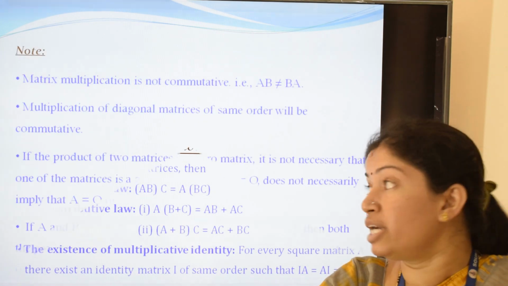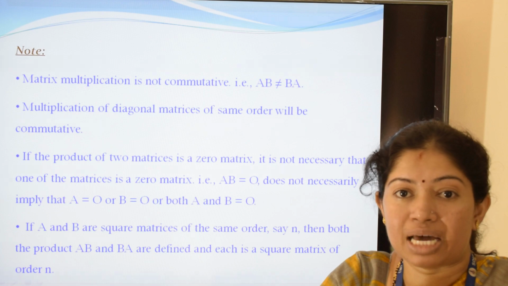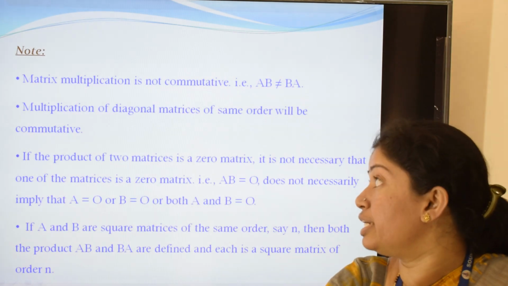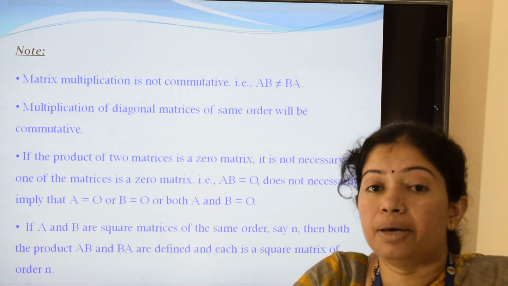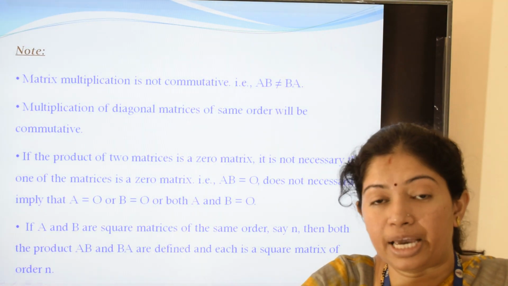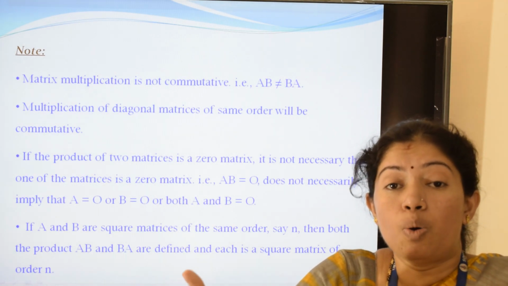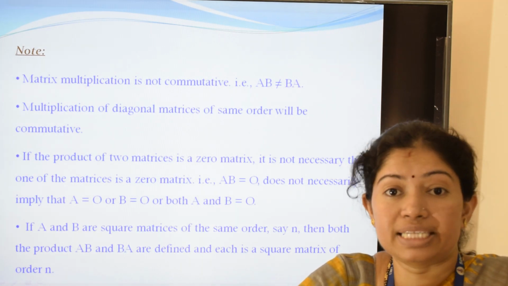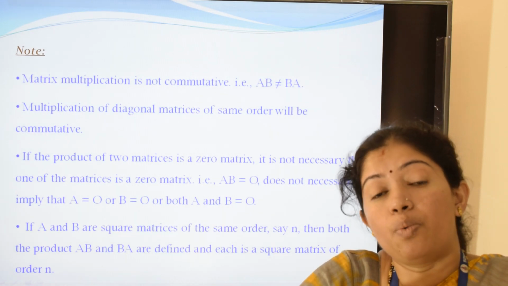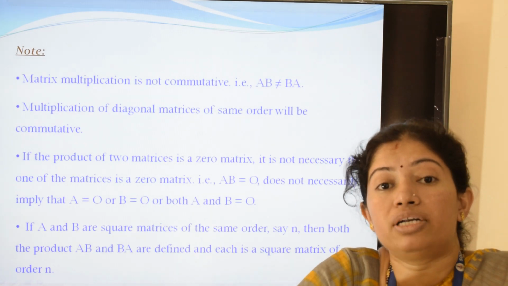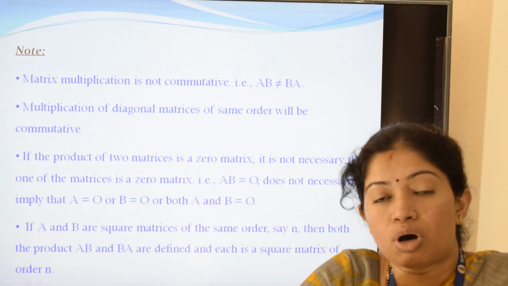Next, a few more points we saw which are very important for your competitive examinations. The first one is that matrix multiplication is not commutative. That is, AB is not equal to BA. We have seen matrix multiplication is possible when that prerequisite condition is satisfied. Then only the product AB will exist. When AB exists, it is not necessary that BA should also exist. We have seen problems of such kind.